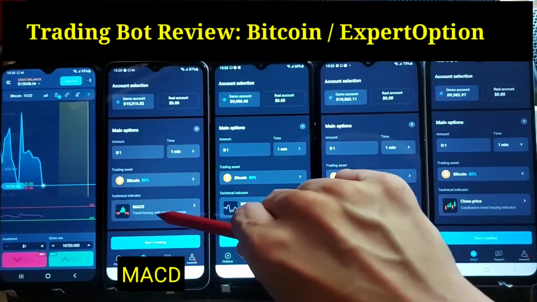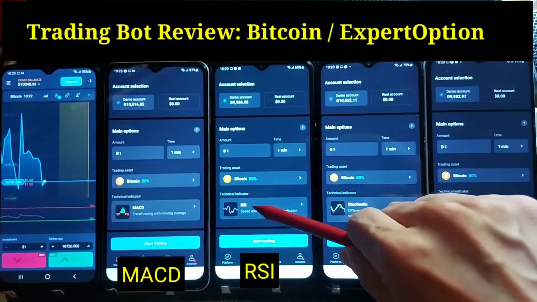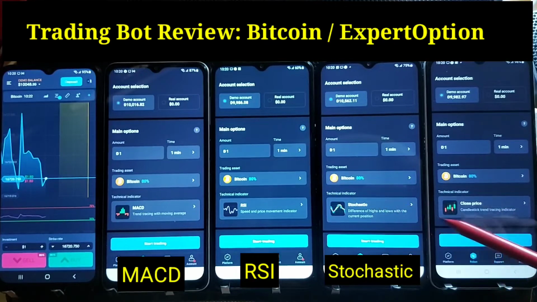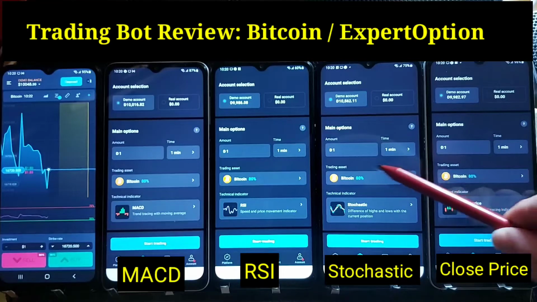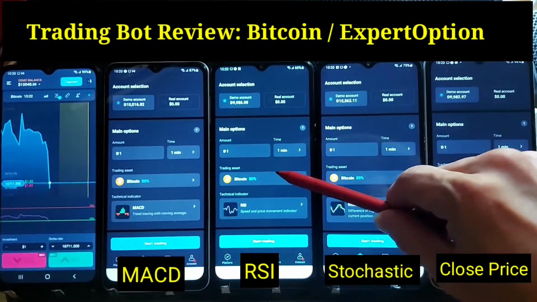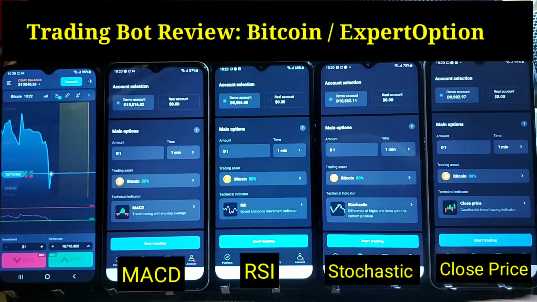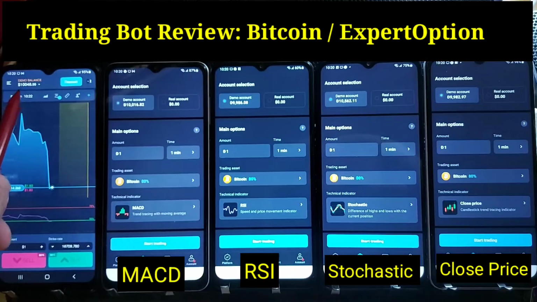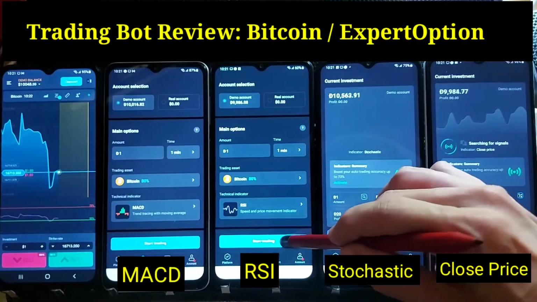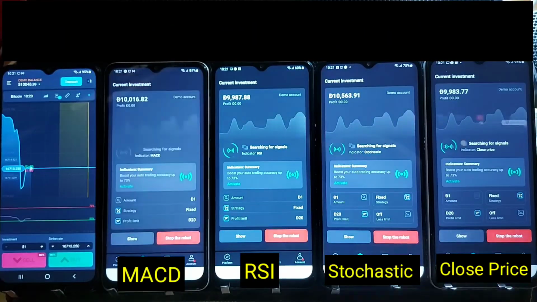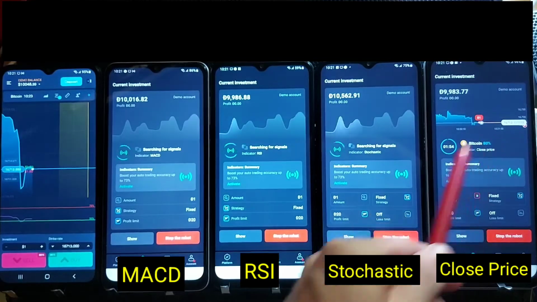In today's episode, we will be using the MACD, the RSI, the stochastic indicator, and the close price indicator. We will be trading on the Bitcoin asset using the Expert Option app for 1 minute. The trading robots will compute the next probable price move using the current, historical, and recent price movements. It will make a prediction if prices will go up or go down in the next few minutes. Let us start.